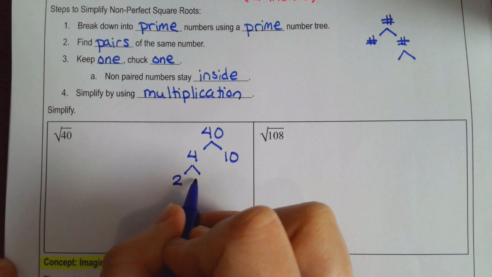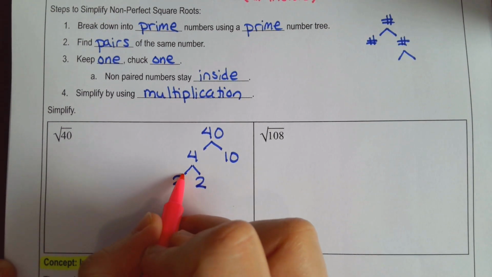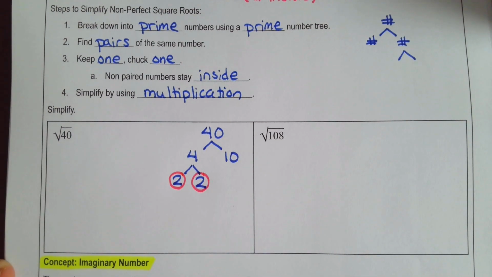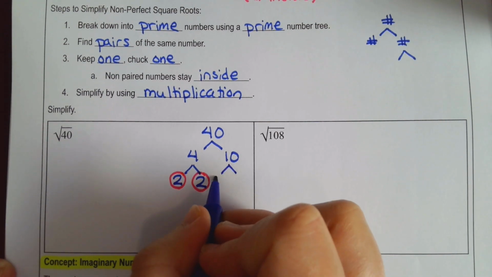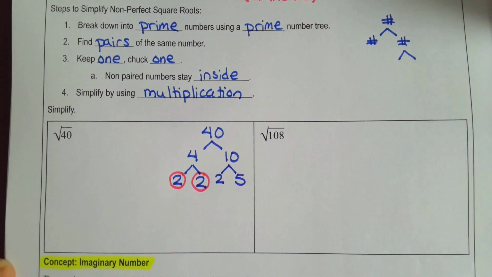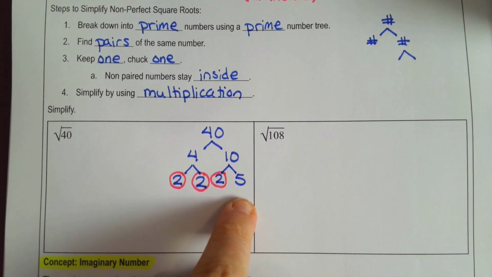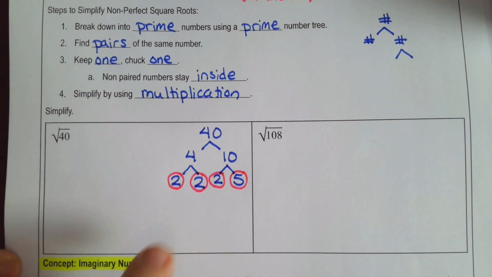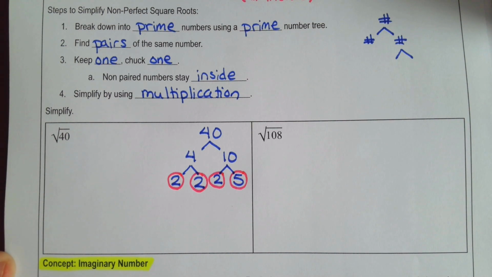4 can be broken down into 2 and 2. Is 2 prime? Yes. Is 2? Yep. So we circle them to know we can't go further. Now we break down 10. 10 can be broken down into 2 and 5. We already know 2 is a prime number. And then is 5 a prime number? Yes, it is. So we circle it as well. As you can see, everything is circled. We can't branch off anymore, so we stop.